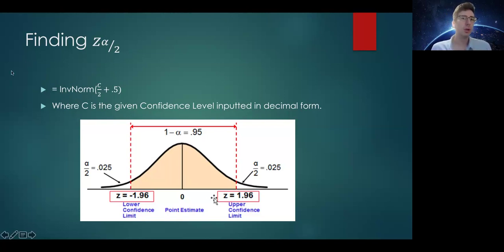So if we're given a 95% confidence interval, right? Find a 95% confidence interval for the population proportion. You can just divide that by 2 and then add 0.5. This needs to be in decimal format, which is how we input our numbers into our calculator. We don't usually do 95 for 95%. We do the decimal form.